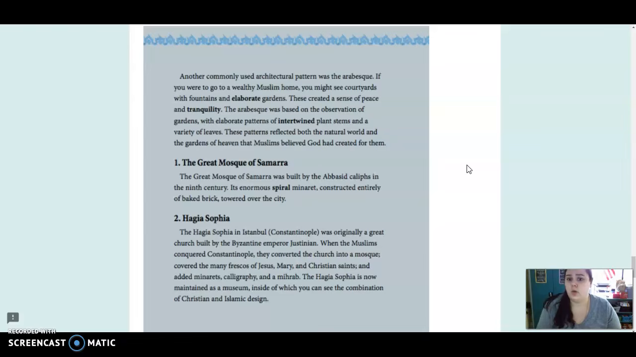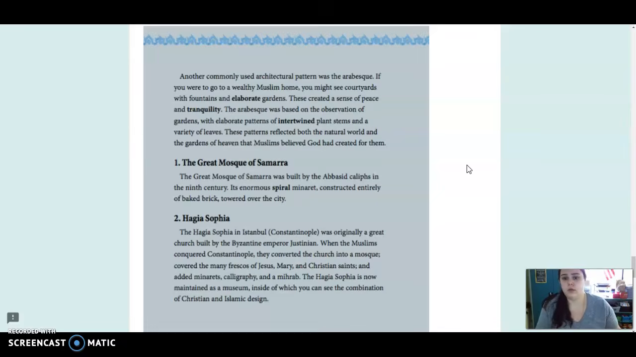If you were to go to a wealthy Muslim home, you might see courtyards with fountains and elaborate gardens. These created a sense of peace and tranquility. The arabesque was based on the observation of gardens with elaborate patterns of intertwined plant stems and a variety of leaves. These patterns reflected both the natural world and the gardens of the heaven that Muslims believed God had created for them.